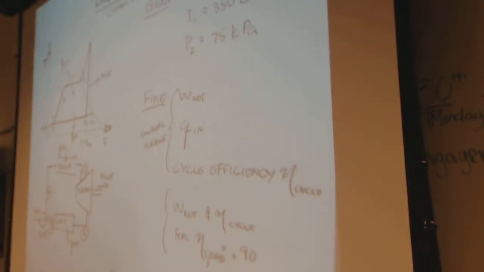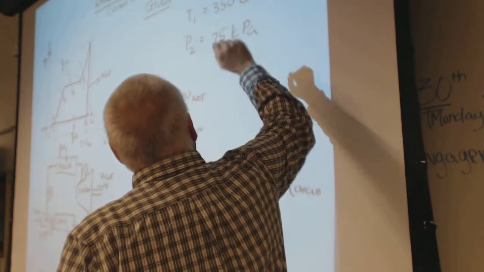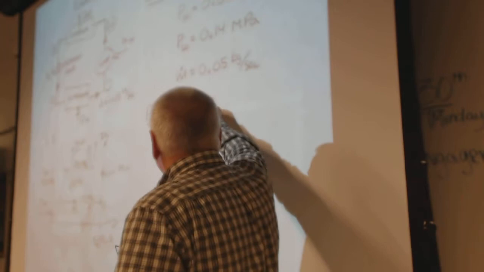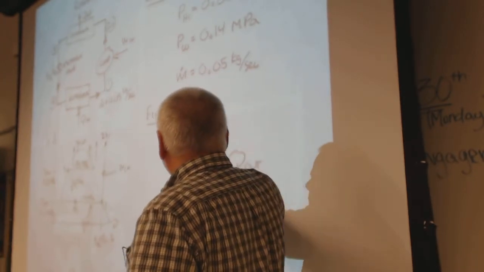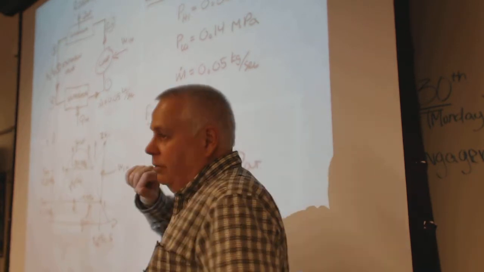Only a few things we need to know to run the whole cycle. We need to know the high pressure and the low pressure. And if we have a mass flow rate, we can find the coefficient of performance, that's all we need to do. To find actual power and Q in and Q out, we also need a mass flow rate.